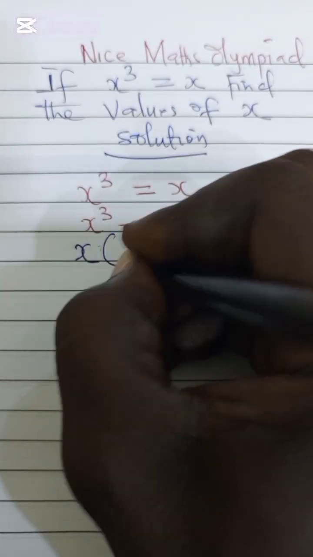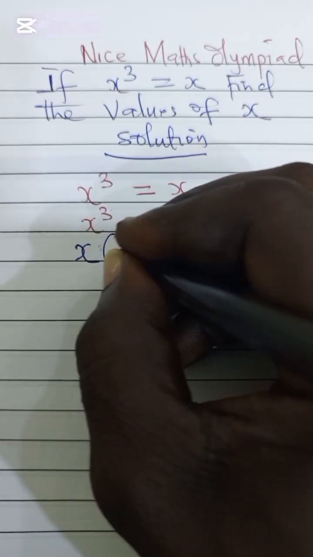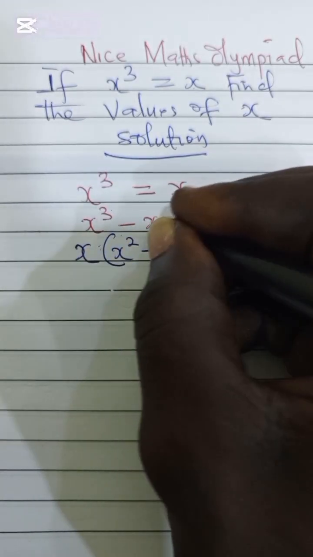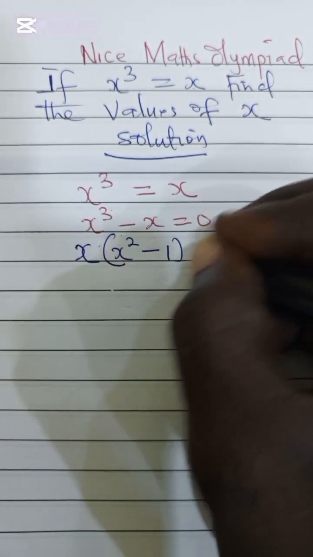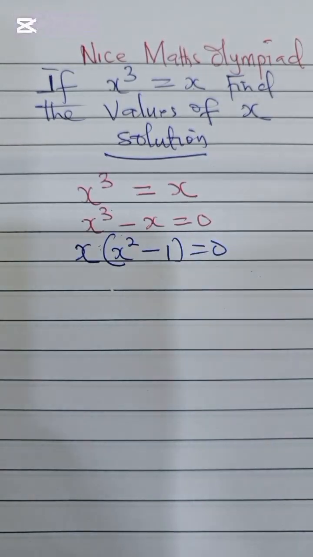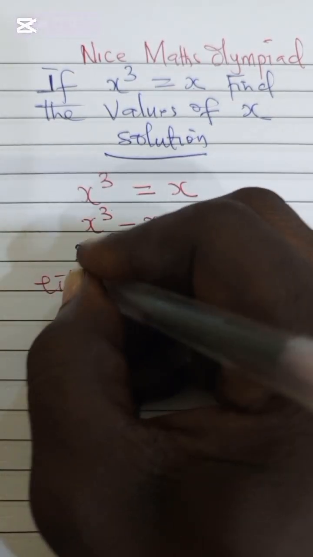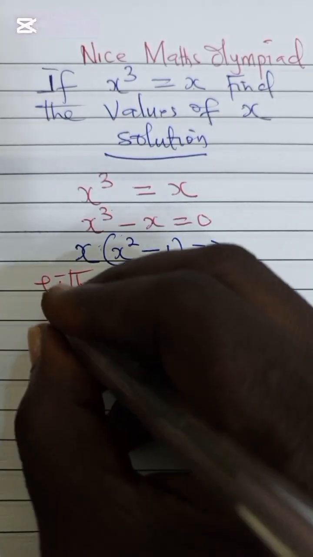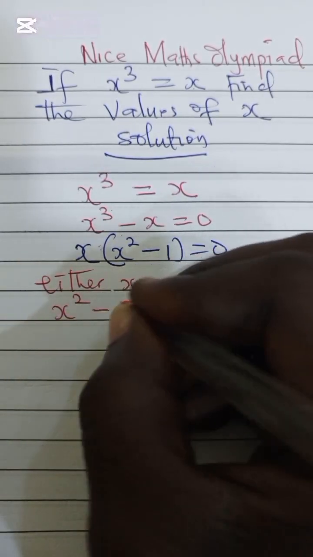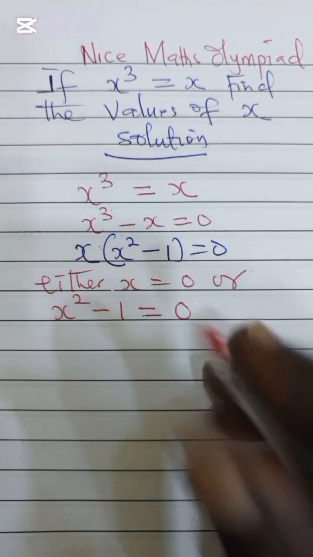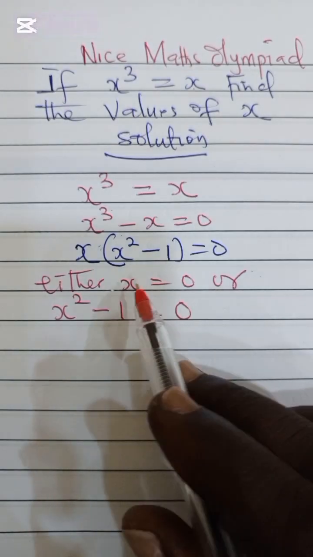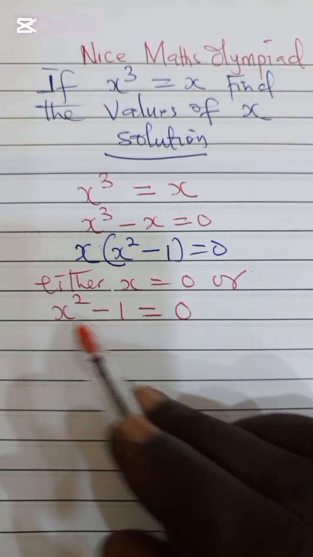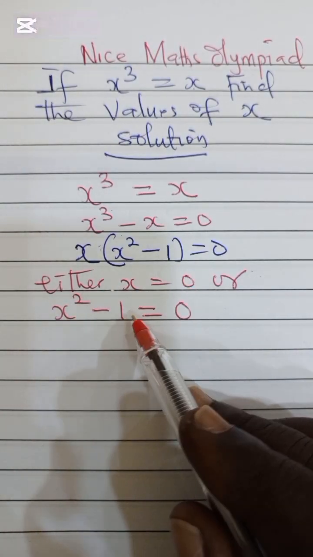x, bracket open, x cubed divided by x will be left with x squared, minus x divided by x is 1, equals 0. At this point, we can establish the fact that either x is equal to 0 or x squared minus 1, of course, is equal to 0. So the first solution of x is 0.